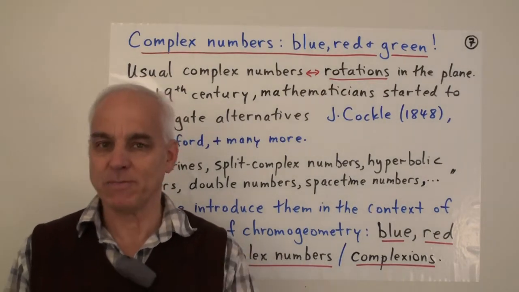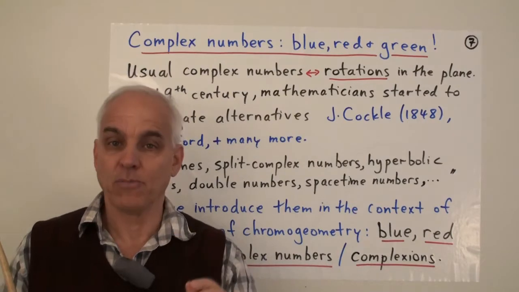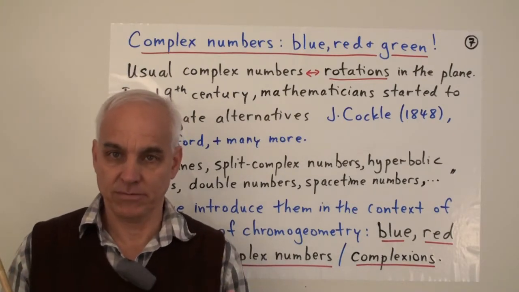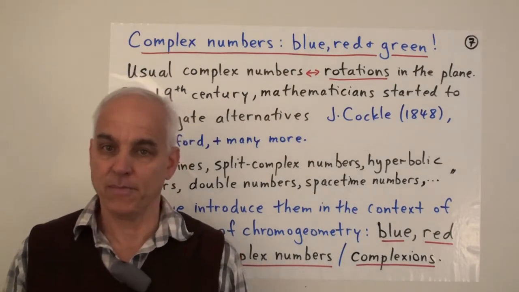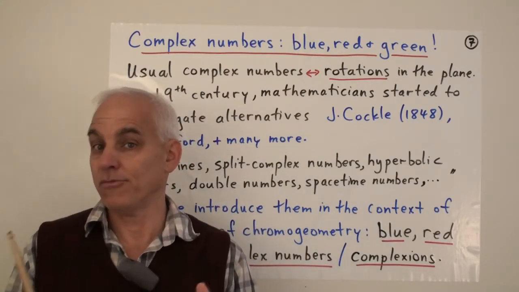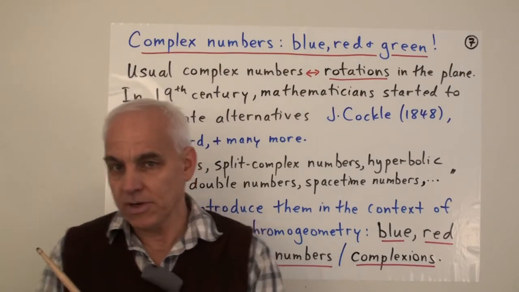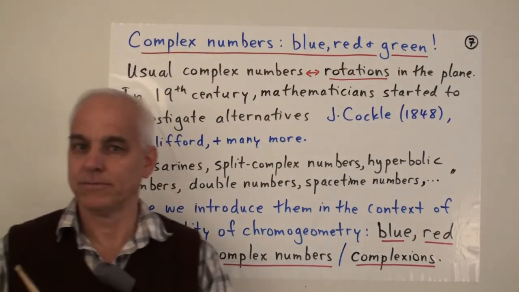All right, so motivated by special relativity, we've introduced these three dot products into planar geometry. We're calling them blue, red, and green. The blue is the usual Euclidean one. The red and green are relativistic dot products. Now, I want to introduce complex numbers.